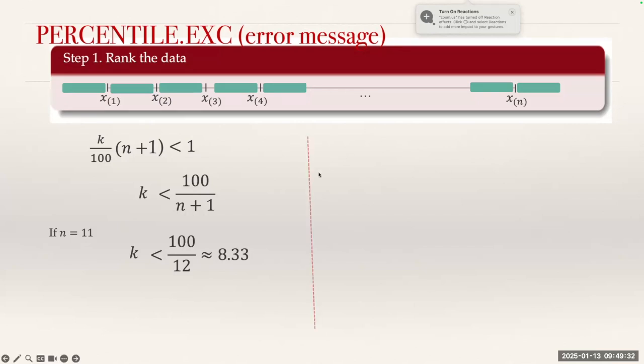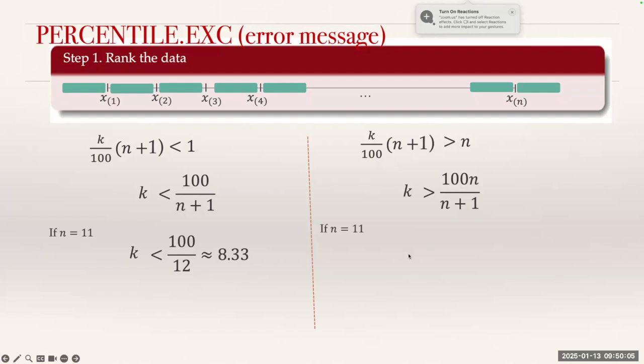Or the same at the other side, if this is bigger than the biggest data, than n, so if this is greater than n, you can solve for K. For example, 100 multiplied by n divided by n plus 1. So if K is greater than 100 multiplied by n, divided by n plus 1, then the answer will be an error. So you cannot compute the percentile.X.